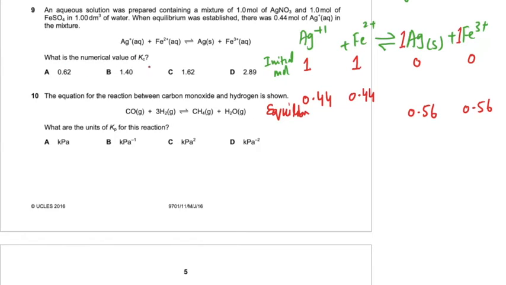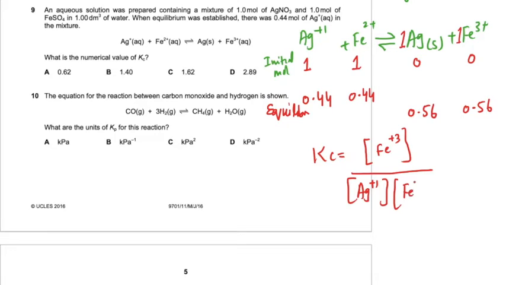Now, what is the numerical value of Kc? Kc is equal to concentration of product divided by concentration of reactant. In this case, we have only one product, because we will not write the silver, because silver is in solid form. In the Kc expression, we write only those compounds which are in the aqueous form or which are in the gaseous form. And the denominator is silver plus 1 into iron 2.